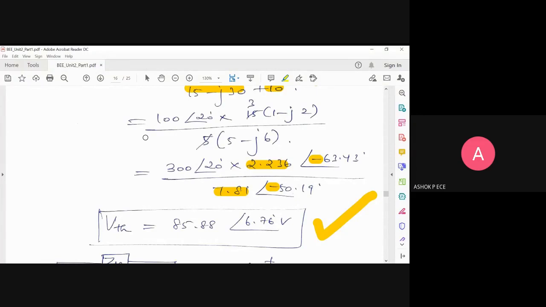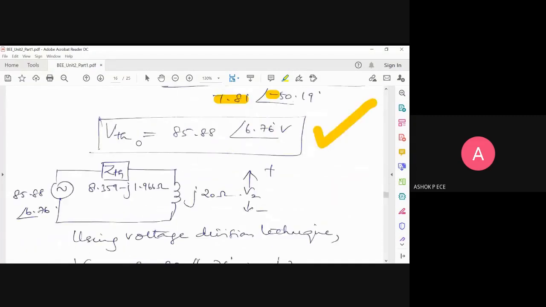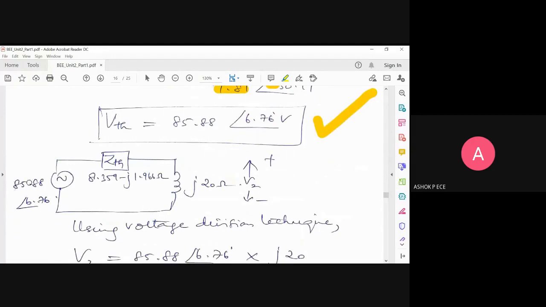Yes, those who have finished VTH can go for the circuit. So I have the VTH voltage source, the ZTH that I found, and then I add the removed component J20. Across it, I have to measure the voltage V2. The voltage source in series with ZTH is your Thevenin circuit, and this is your removed circuit. So now both circuits are closed.